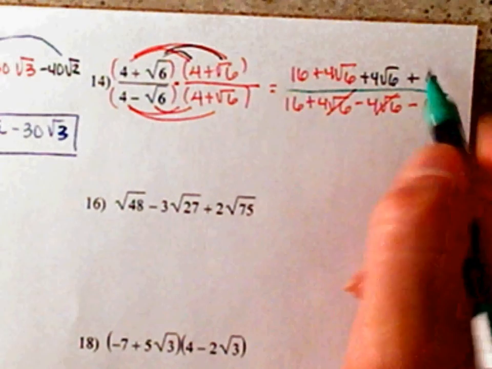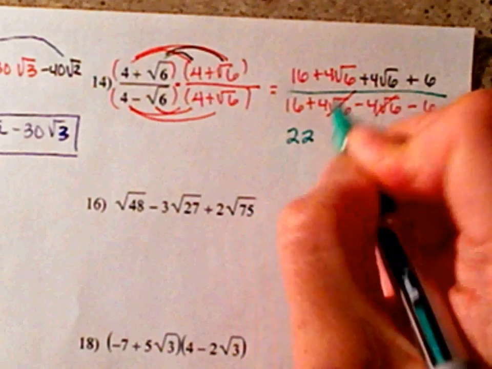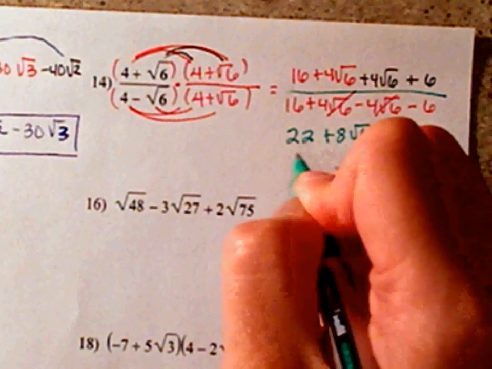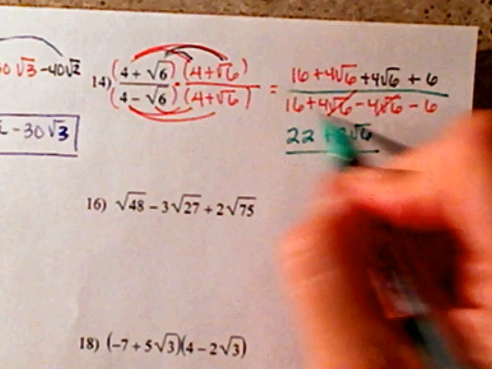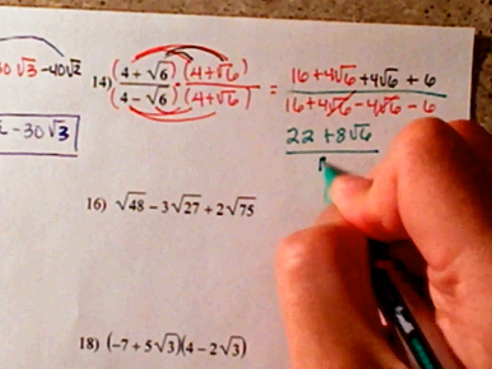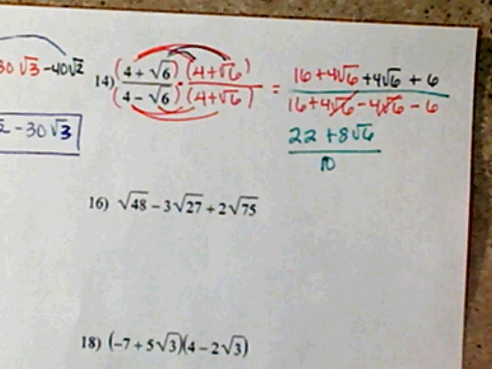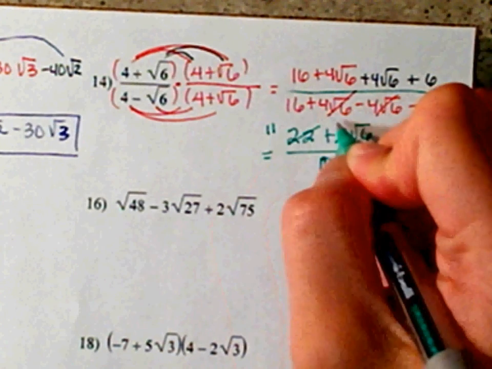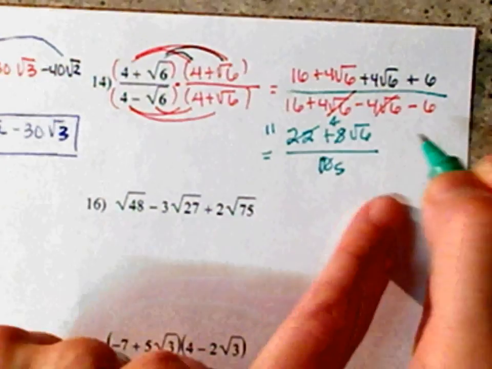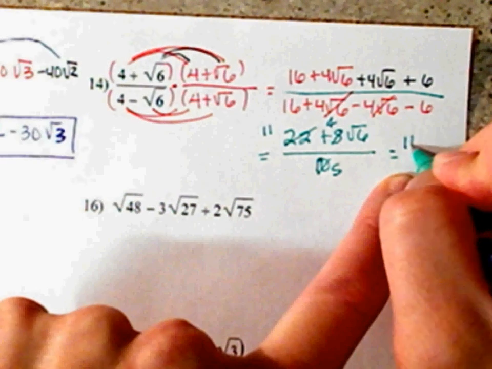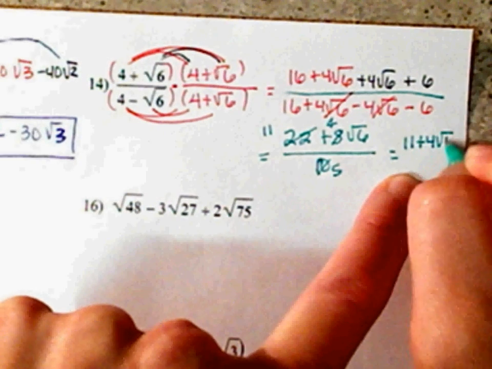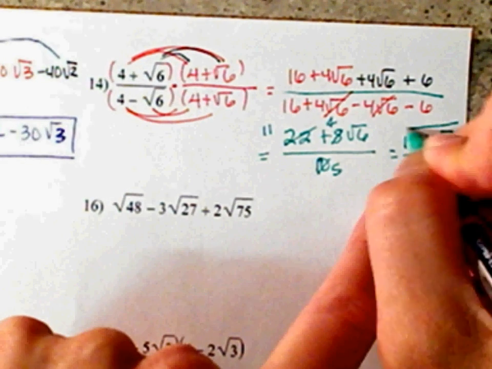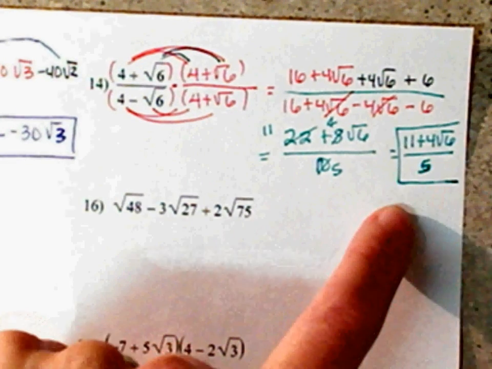Now combine your like terms. 16 plus 6 is 22. 4 square roots of 6 plus 4 square roots of 6 is 8 square roots of 6. All of that over 16 minus 6, which is 10. Now look at your solution. See if you can make that any smaller. This becomes 11, this is 4, and this is 5. So your final answer is 11 plus 4 square roots of 6 over 5. And there's your final answer for 14.